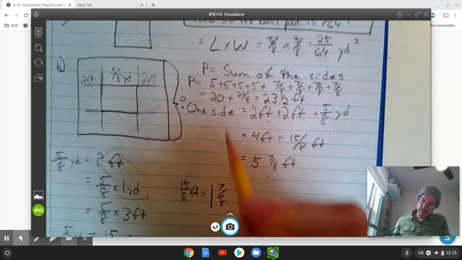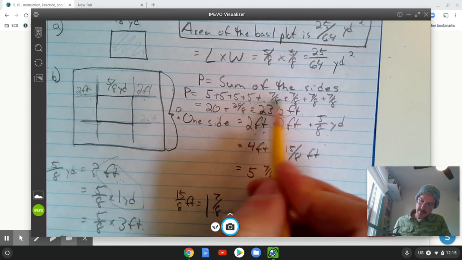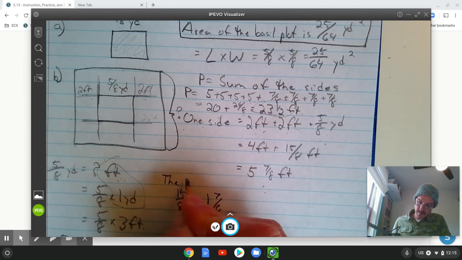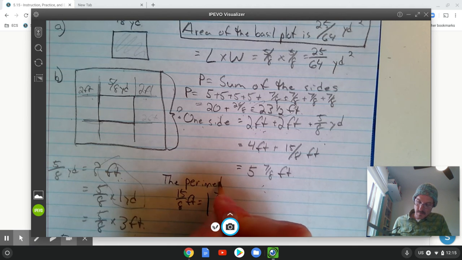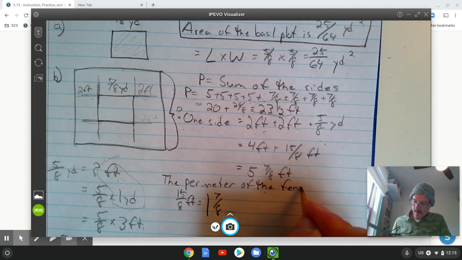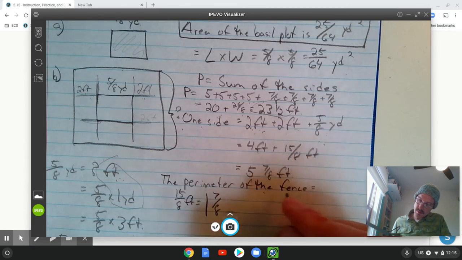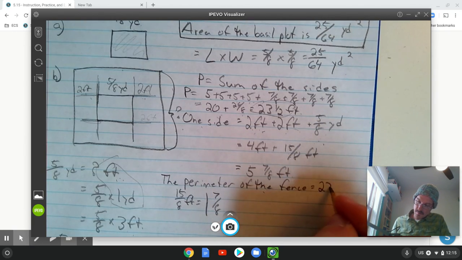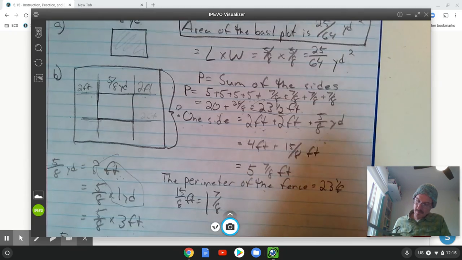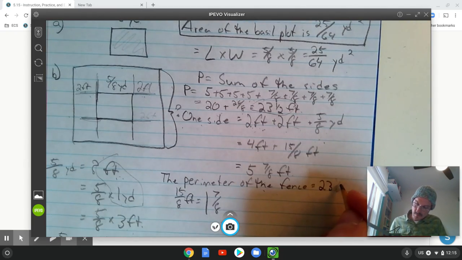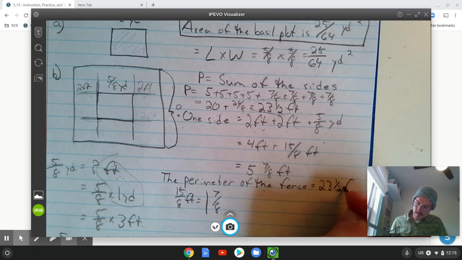Answer for the second part is here, but let's put it down here. The perimeter of the fence is 23.5 feet.